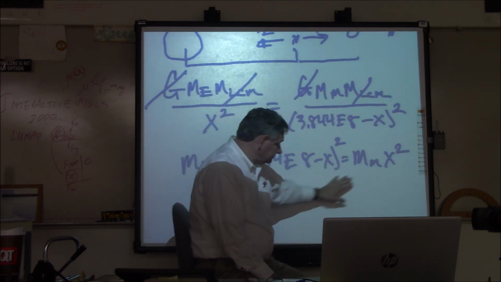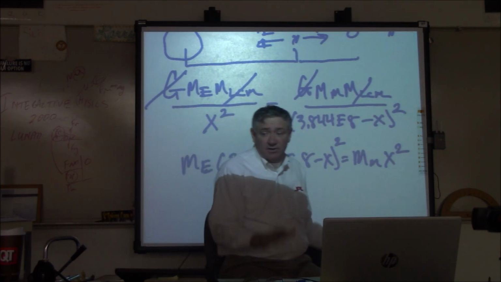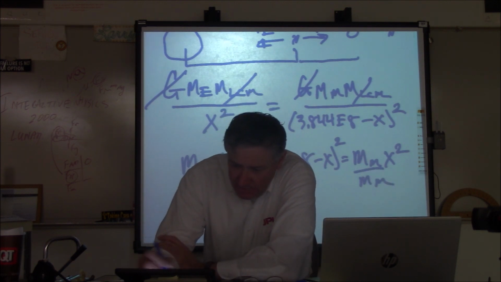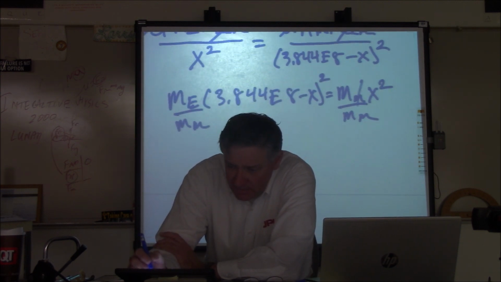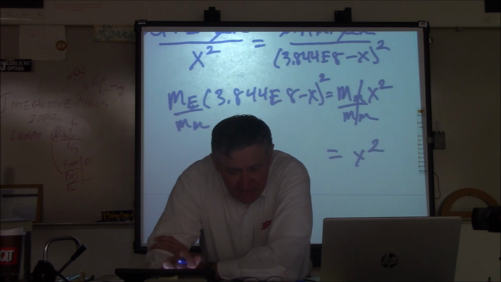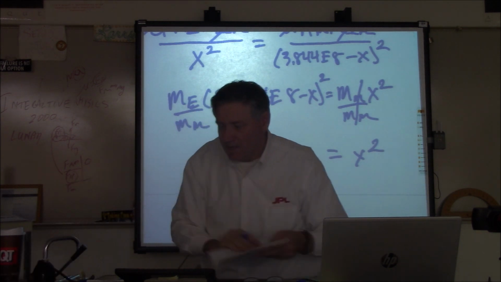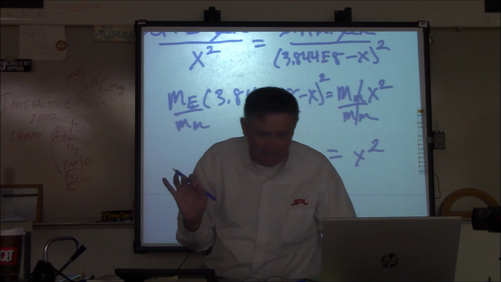You have this number. You all know the mass of the Earth. I want to get x squared by itself, okay? So I'm going to divide by the mass of the moon, okay? Now, if you do that, this is going to leave you with x squared. If you take the mass of the Earth and you divide it by the mass of the moon, you get 81.35.